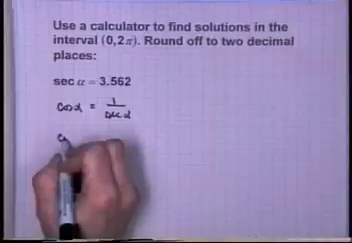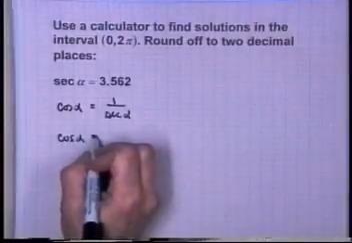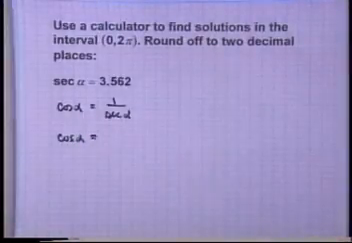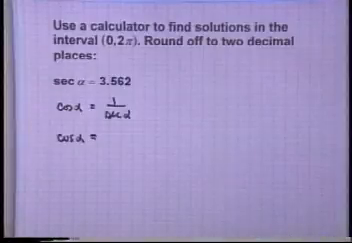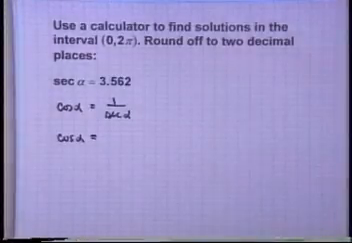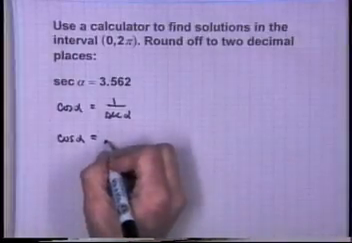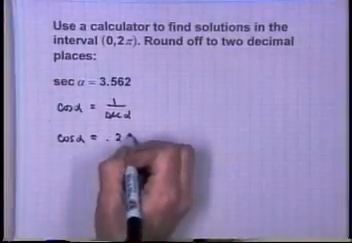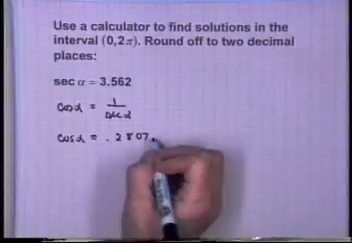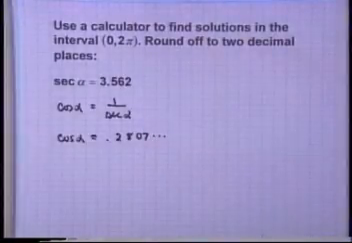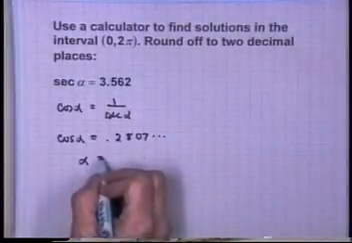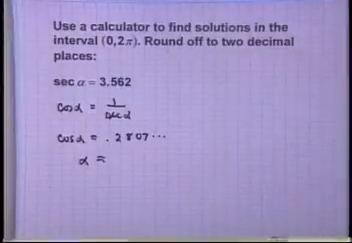And so using our 1 over x key or our reciprocal key, let's take that 3.562 and invert it, x to the negative 1 or 1 over x. The cosine value is approximately 0.2807. We will have some more decimal places here. Now I'm going to use my inverse cosine key.